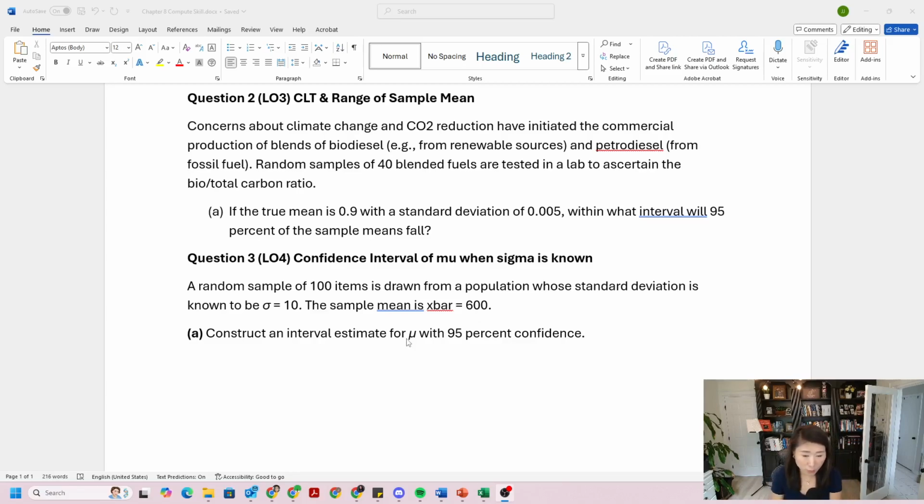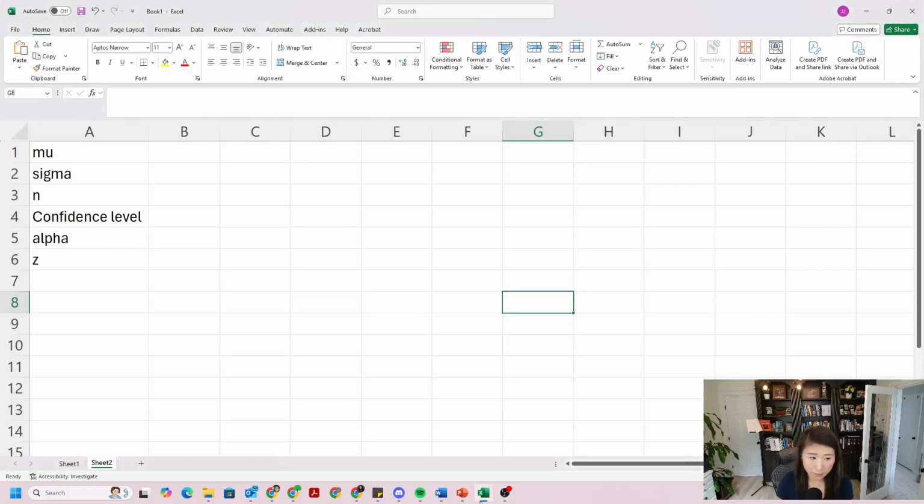Okay, now that we understand what this question is really asking for, we just need to open an empty Excel file. Again, I want to re-emphasize for this class, as you work on any statistics question, make sure that as you're reading the question, you write down the values of the parameters so that you're going to use them later on.